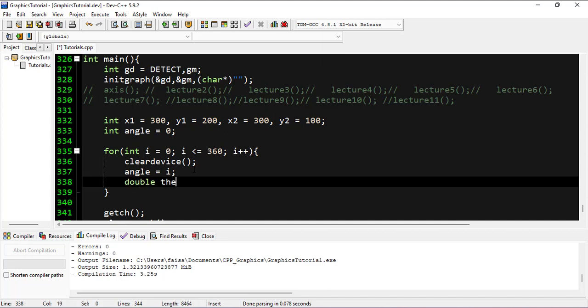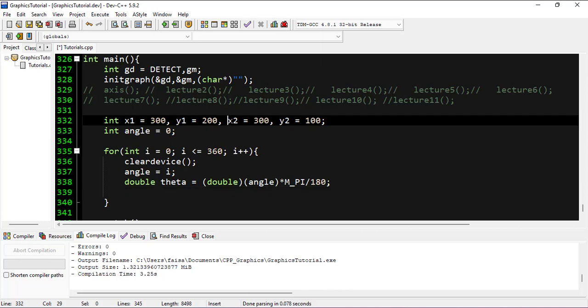And then I want an angle which is theta. As you know, theta is for angle, and I also want to convert the angle into double, and we will use the built-in constant pi. As you know, if you want to get the angle in radians, then we multiply pi by angle and divide by 180, and it will return us the angle in radians, right?